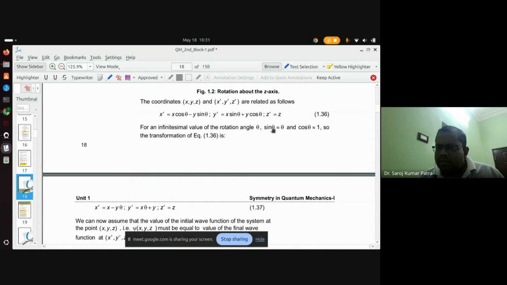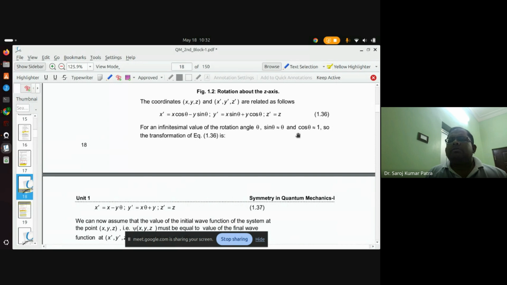If you have the series expansion, cos theta is 1 minus theta square by factorial 2 plus theta to the power 4 by factorial 4, like that. So if theta is very small, theta square can be neglected, so cos theta becomes 1. Similarly, sin theta, the series expansion is theta minus theta cube by factorial 3 plus theta to the power 5 by factorial 5. So if theta is very small, theta cube and theta to the power 5 can be neglected, only theta will be there.